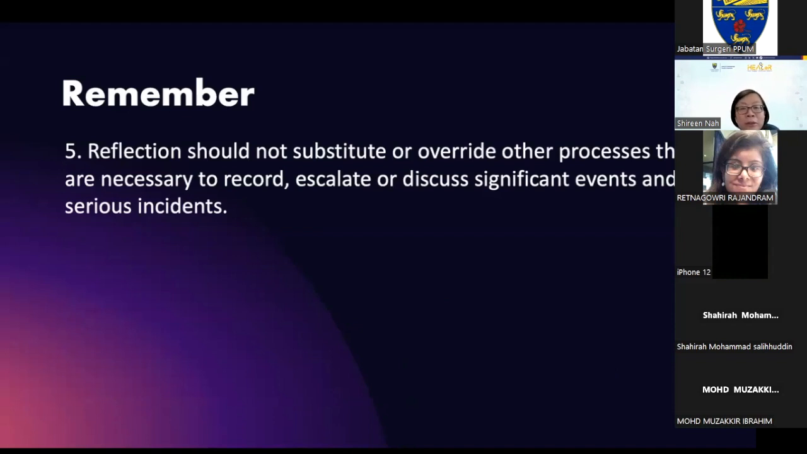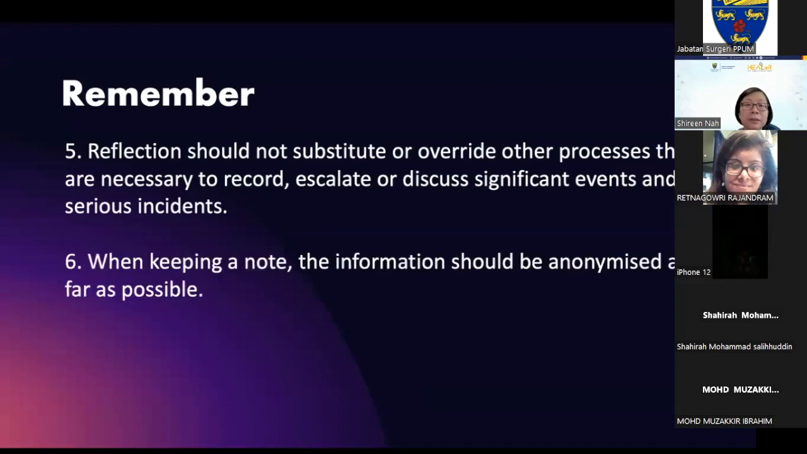Okay, so this is what I mentioned just now. Reflection should not substitute or override other processes that are necessary to record, escalate, or discuss significant events or serious incidents. So this is not a root cause analysis. This is not an M&M meeting. This is not our 6-monthly Department of Surgery audit. This is something that is much more personal.